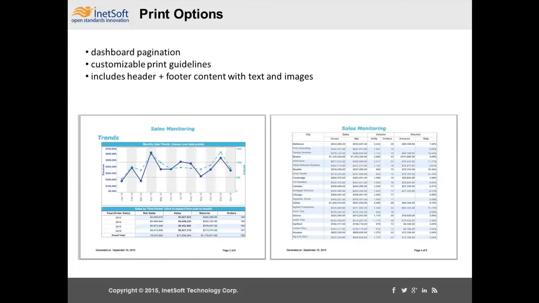So one of the things we'll be going over is print options for view sheets. Now, these now go beyond a simple screen grab. You can customize individual dashboards so that you can decide which elements get printed and in what form and what size, and you can also add header and footer content with text and images.